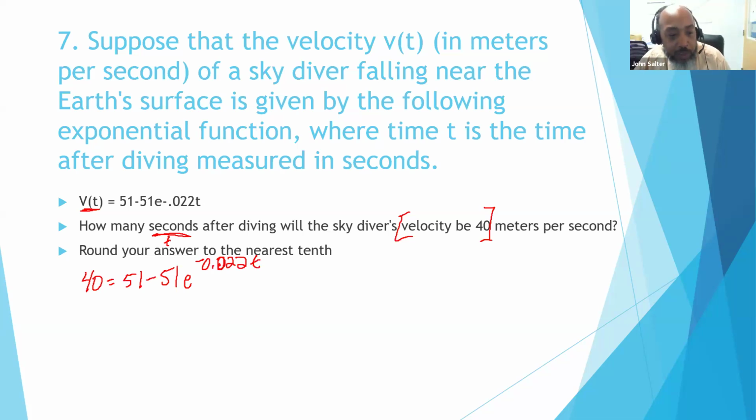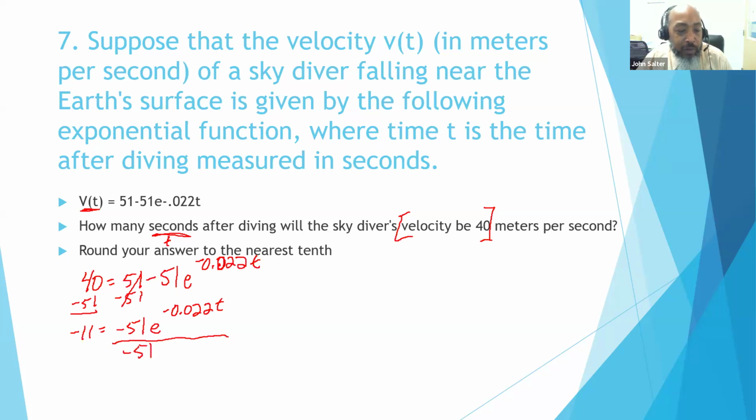All right. First, I'm going to get rid of this 51. This leaves me with -11 equals -51e to the -0.022t. I want to get rid of the coefficient, the number out front. So I'm going to divide by -51. That gives me e to this long decimal t. And what I do on one side, I do on the other. 11 and 51, they don't simplify, but the negatives can cancel, so I get 11 over 51.